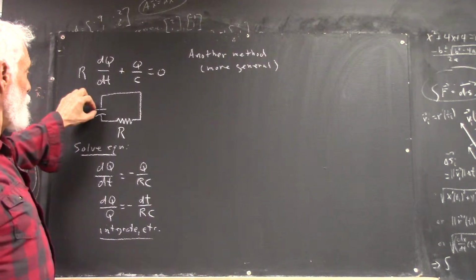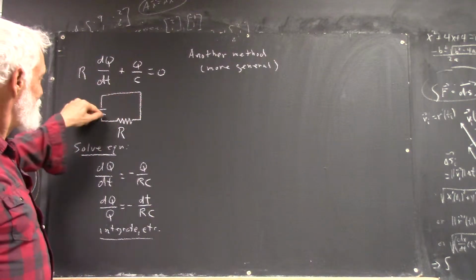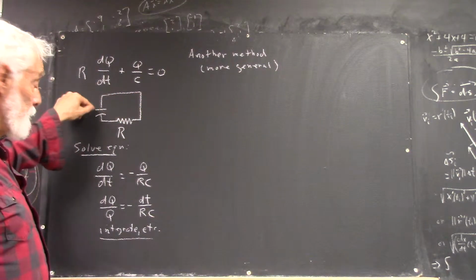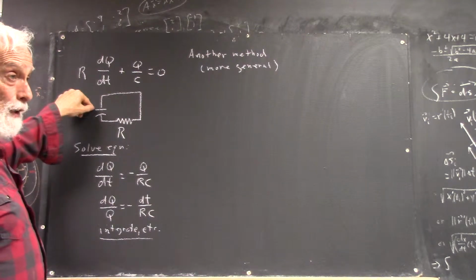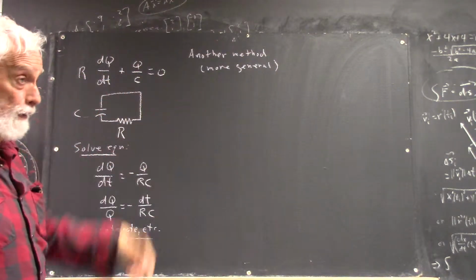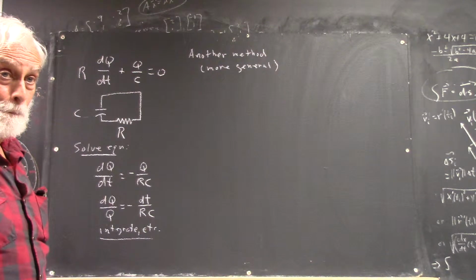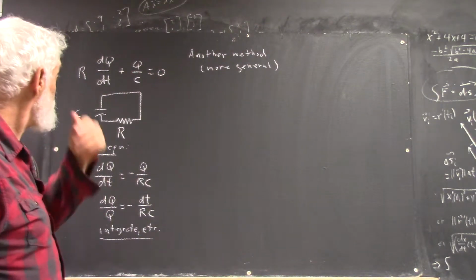Okay, so basically, if you put a wire and some resistance between the plates of the capacitor, charge is going to flow from the positive to the negative plate. Okay? Simple enough.